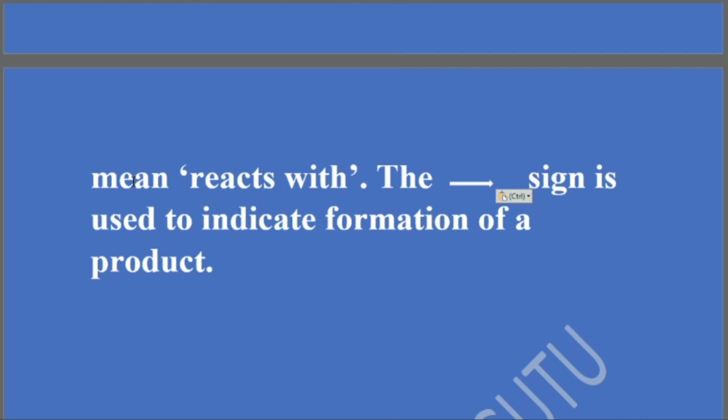Names of starting substances like magnesium and oxygen in the above example are written on the left side of the arrow, and we call them reactants. The new substances produced by the chemical reaction are called products and are written on the right of the arrow sign.